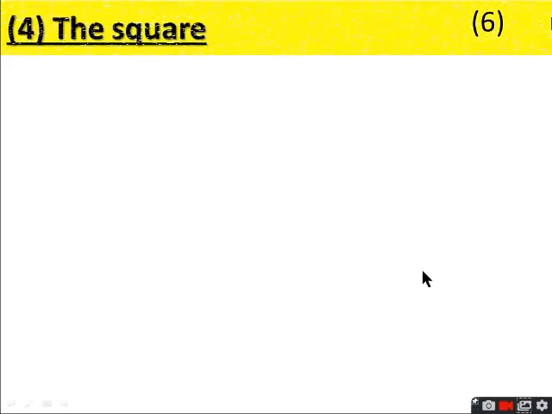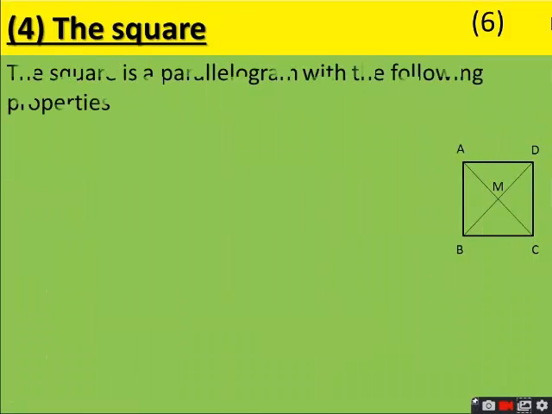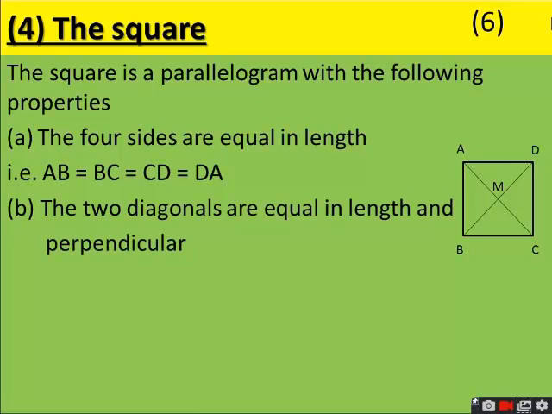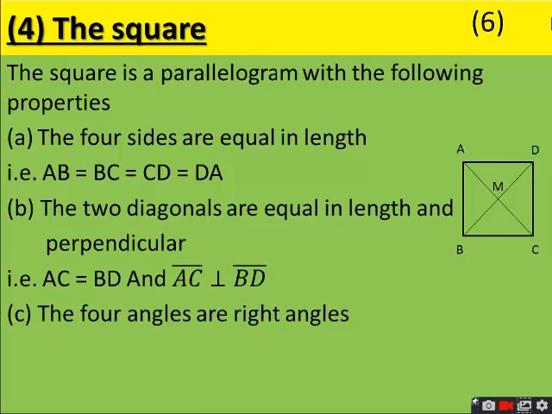Now we will transfer to another figure from the special cases of the parallelogram, which is called the square. The square is a very important figure among the previous figures, and it has multiple properties of the parallelogram. The first property is the four sides are equal in length.